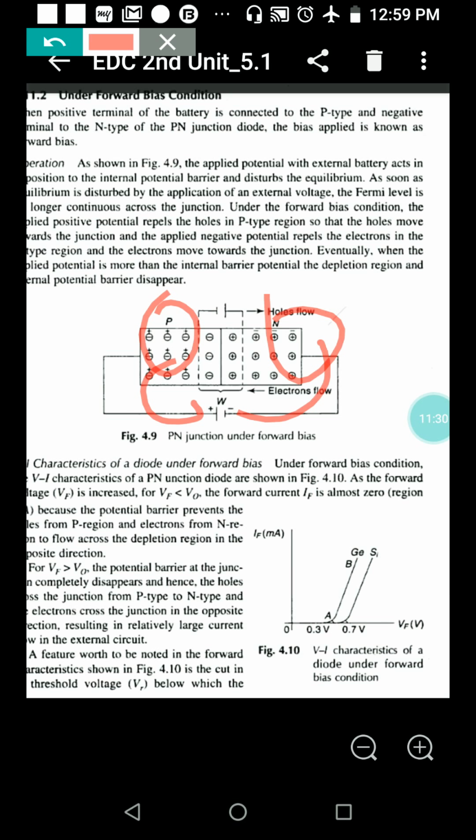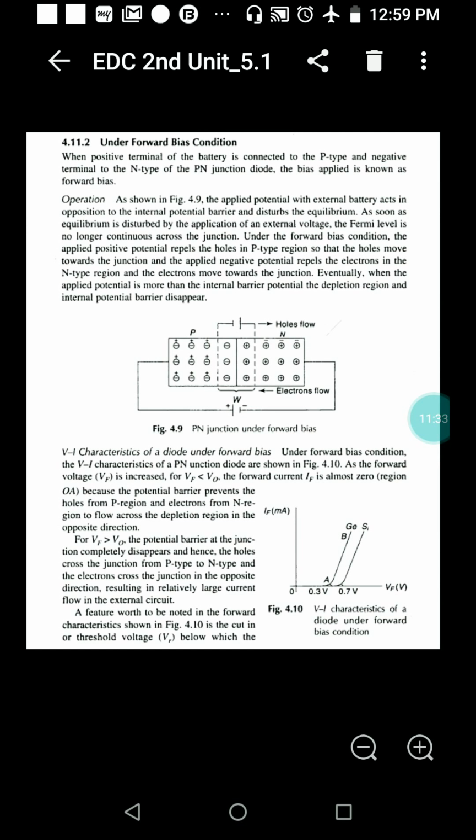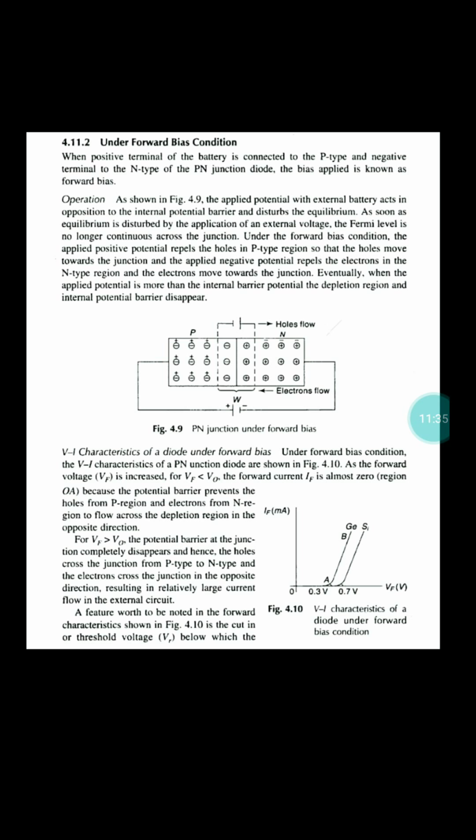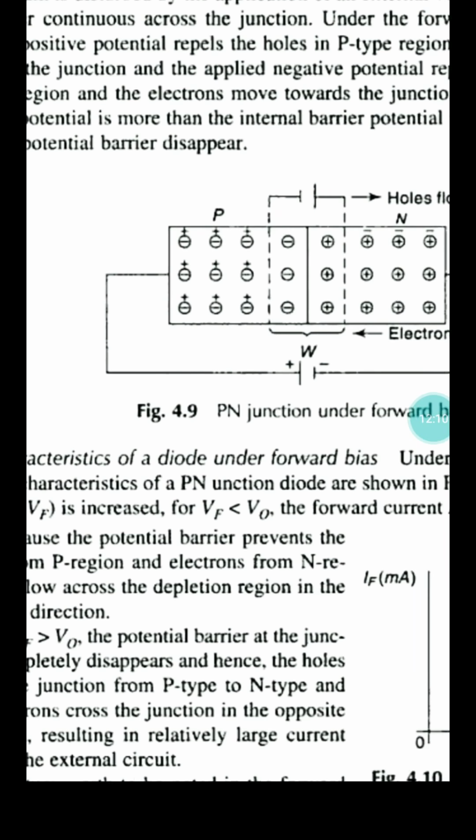So what happens at one time? Already I discussed this in the previous lecture. I think you got more knowledge about the topic. Again I will discuss it here, because of the VI characteristics of the diode under forward bias condition, or volt-ampere characteristics. As shown in the following figure, the battery acts in opposition to the internal potential barrier. Now the charge carriers are trying to move and cross over this junction. So what happens here? I will explain.